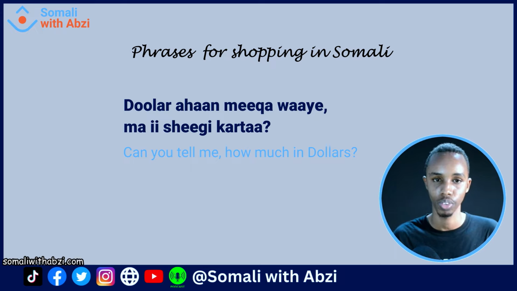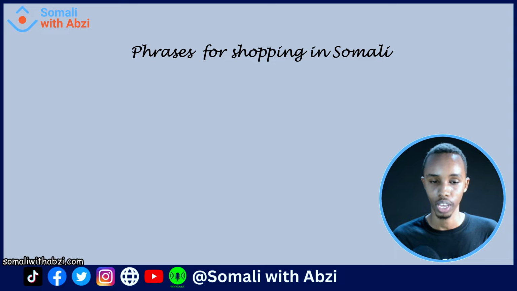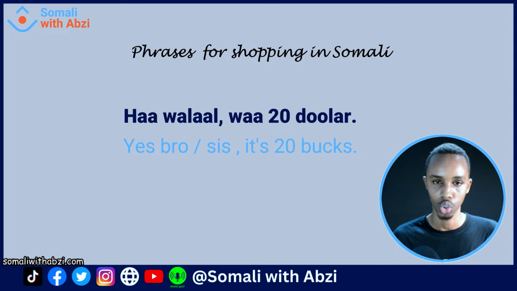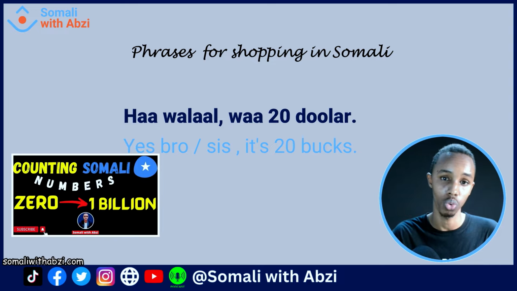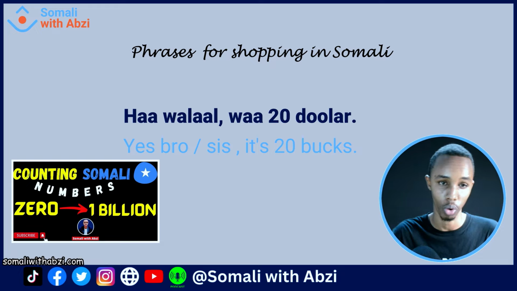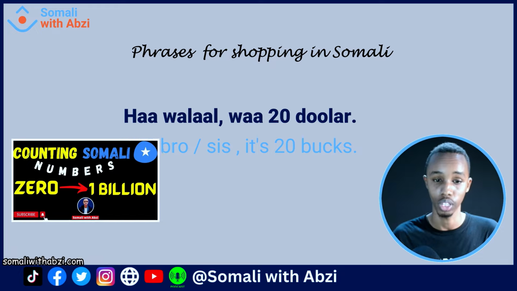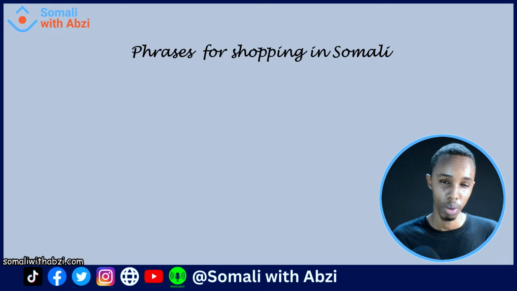Both are fine. So for that response, we'll say, haa walaal waa labaatan dollar. Labaatan means 20 in Somali. I already made a video on how you can learn Somali numbers from 0 to 1 billion. So you can check somewhere in here or in here to watch that video. All right?